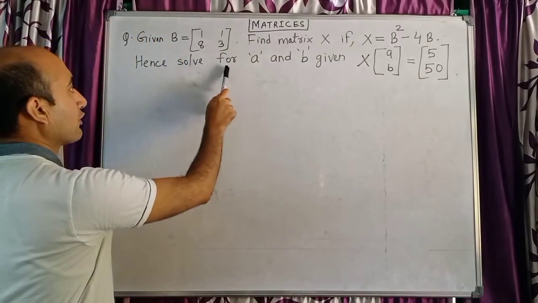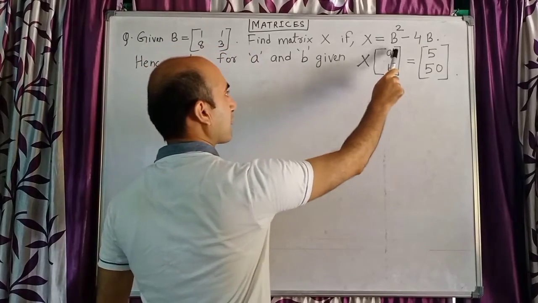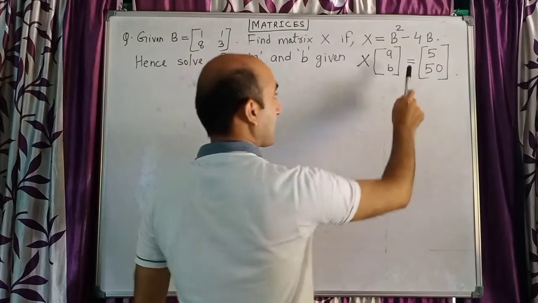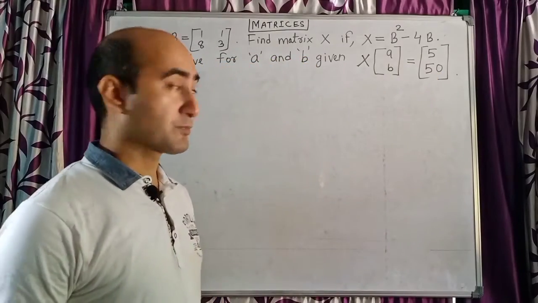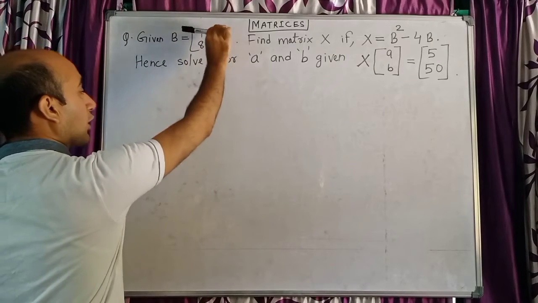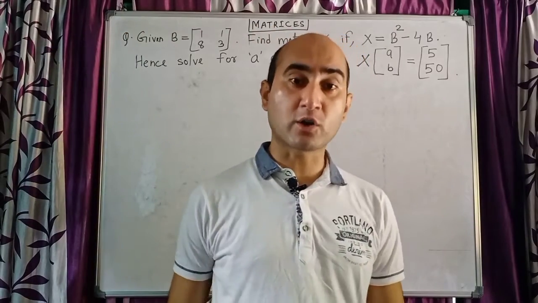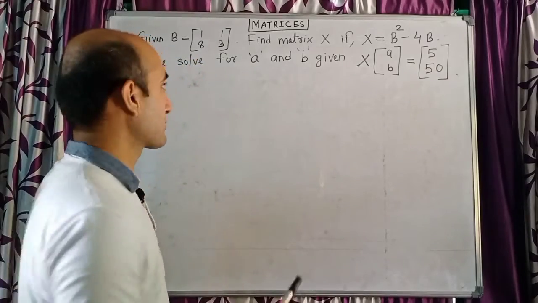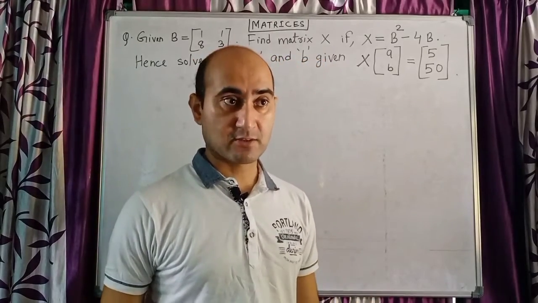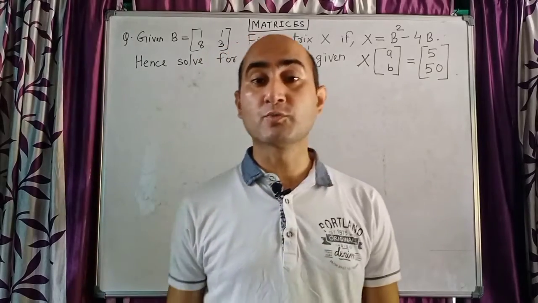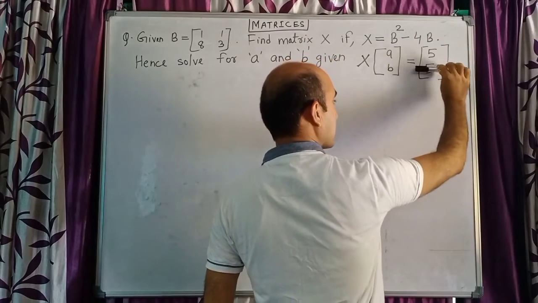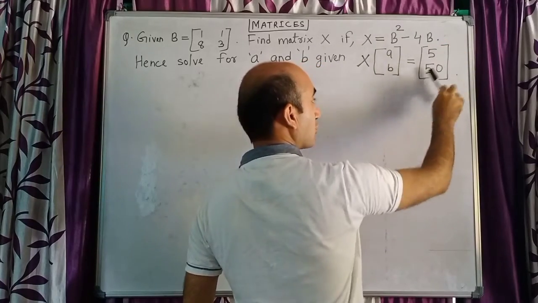Next, and hence solve for A and B. So you have to find the value of A and B, and the relation given is matrix X multiplying with matrix A and B, equal to 5 and 50. You can see here, children, there are two rows and two columns. That means matrix B is of 2 into 2 size, or we also say the order of matrix B is 2 into 2. But the 5 and 50 matrix is 2 into 1 size, because there are two rows, each with a single element, and only one column.